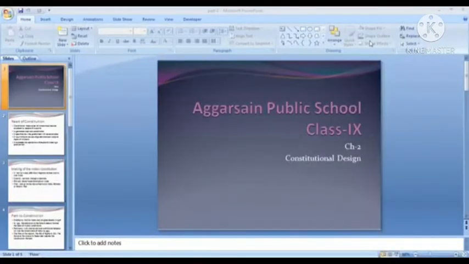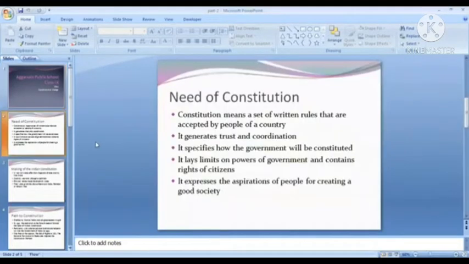Welcome students. Now we will start the second topic of the chapter, that is about the need of constitution. First of all we discuss the meaning of the term constitution.